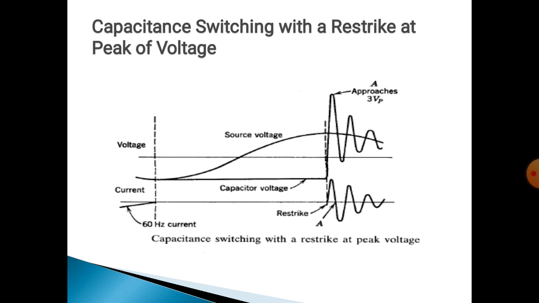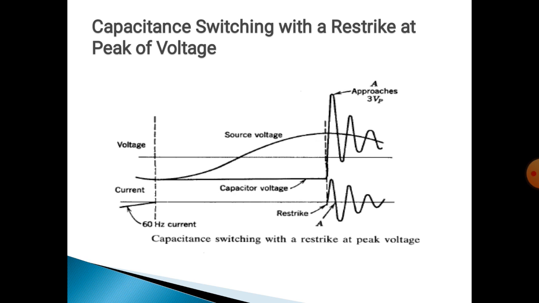The restriking current is the instantaneous voltage across the switch divided by the switching surge impedance. Next we find the value of the restriking current from the waveform. The restriking current is equal to 2 Vp divided by square root of L by C into sin omega t. We can rewrite this as: restriking current is equal to 2 Vp square root of C by L into sin omega t.